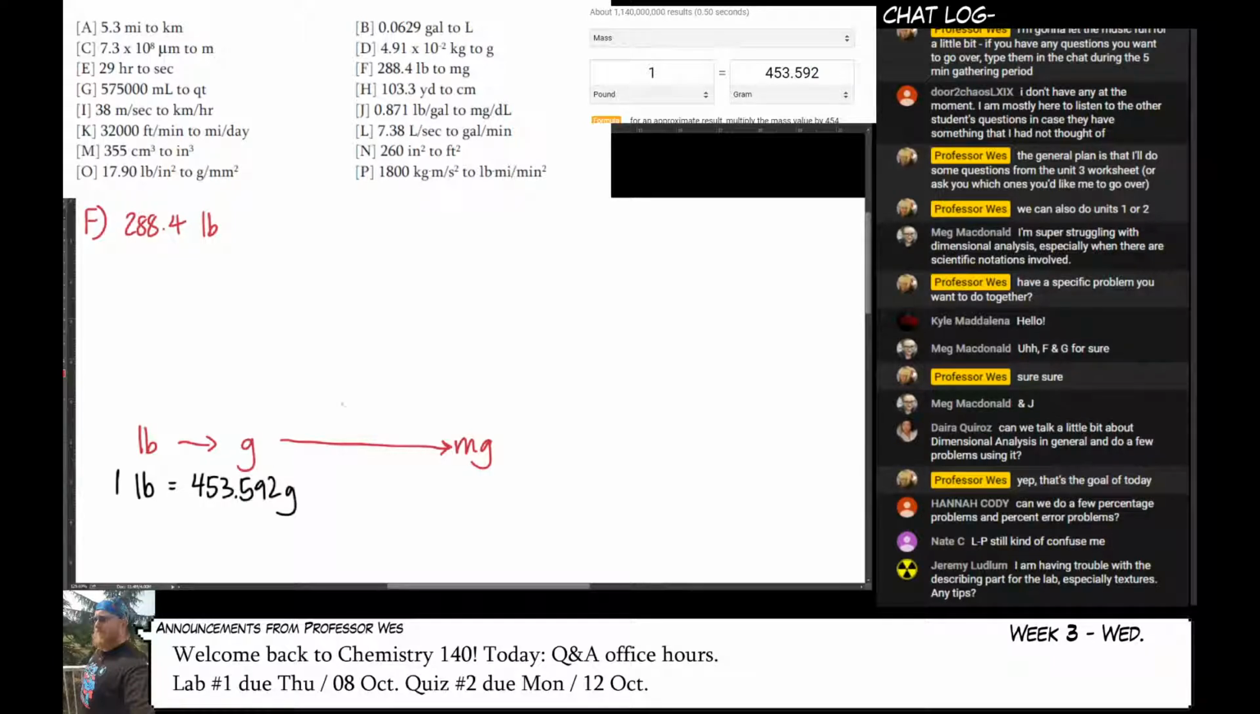So here's a conversion from pounds to grams. We have a conversion from grams to milligrams. And that is, in 1 milligram, I have 10 to the minus 3 grams. Remember that we want to keep the prefix and the value that is in the table in the Unit 2 chart that I showed you. We want to keep those on opposite sides of the equal symbol.